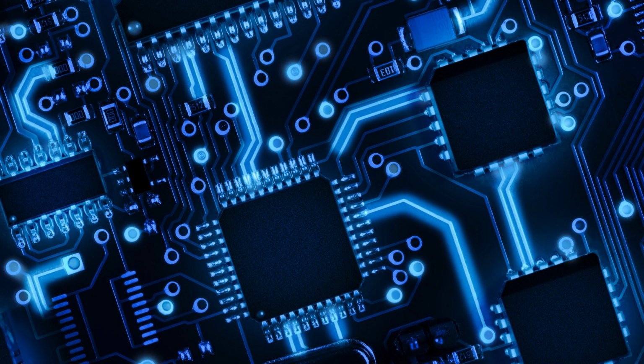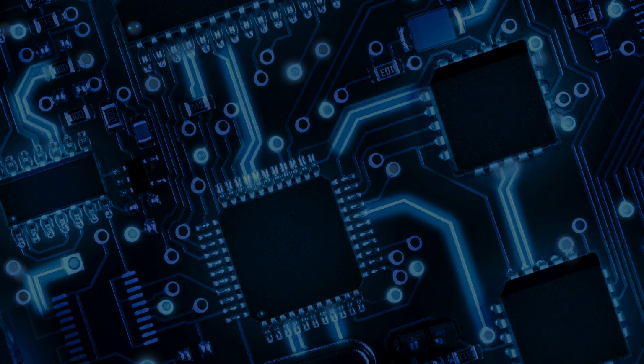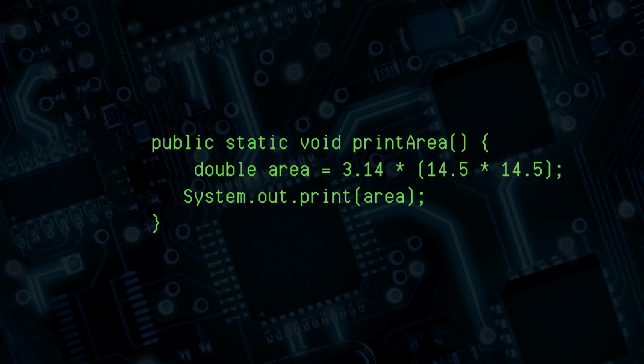We've learned that a method is a collection of code that's grouped together to perform a single task or action. Often, a method will need some information to complete that task. For example, consider this method that prints the area of a circle using the formula pi r squared. We'll approximate pi as 3.14, and the radius here is 14.5. To square that, I'll just multiply it times itself.